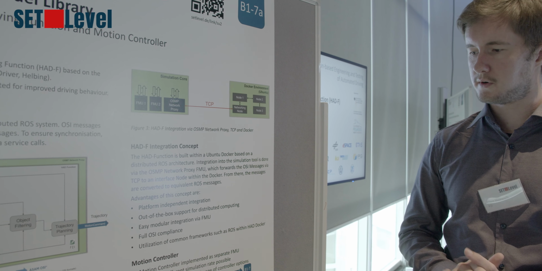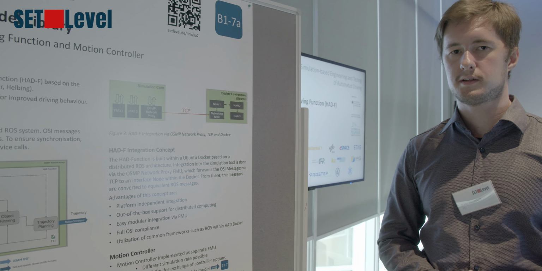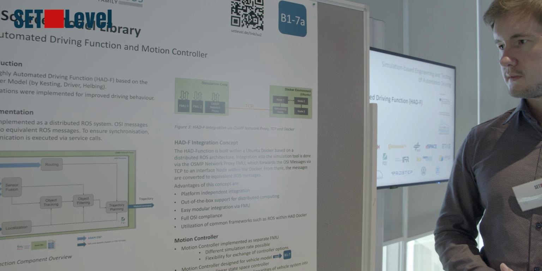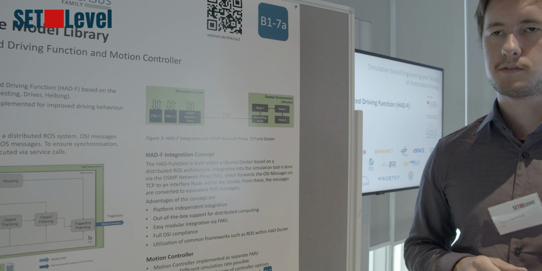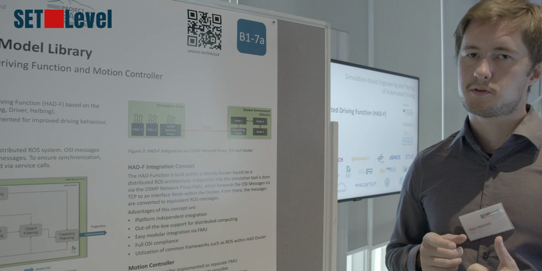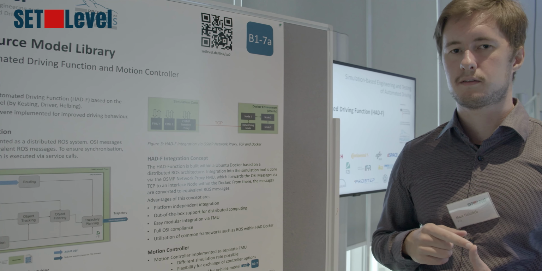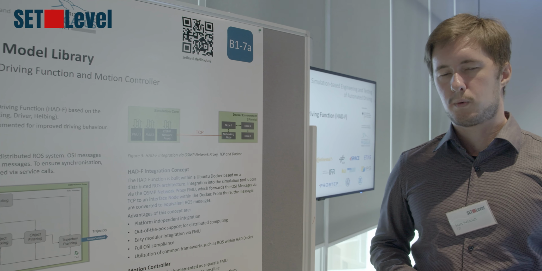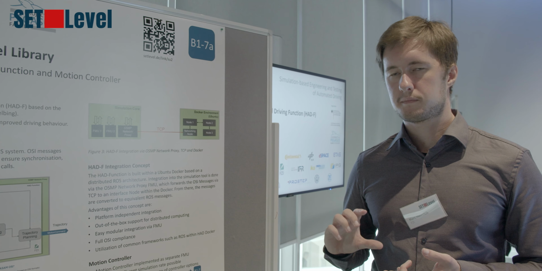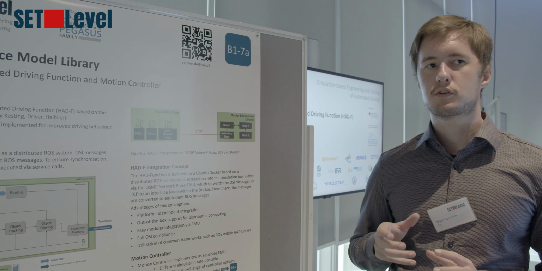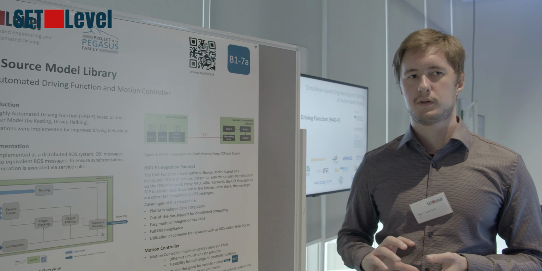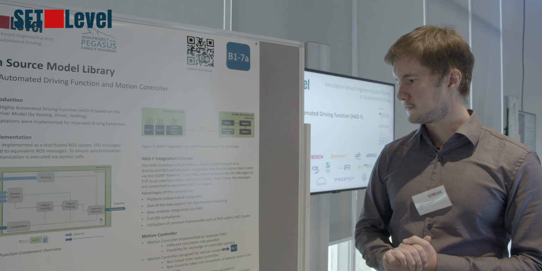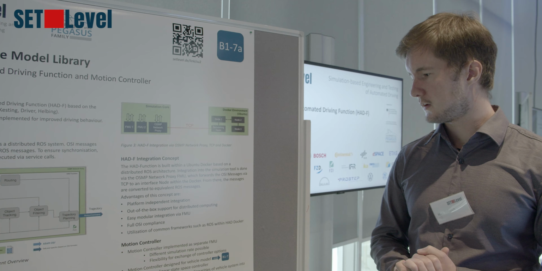The motion controller is implemented as a different, separate FMU. There are two advantages to this. First of all, we are able to run different simulation rates between the motion controller and the highly automated driving function. And also, we are easily able to exchange different kinds of motion controllers because they often have to be adapted to the vehicle model. So this is the second advantage.